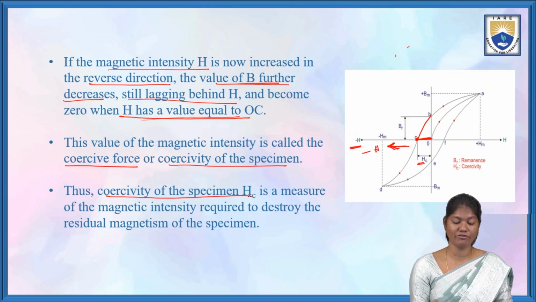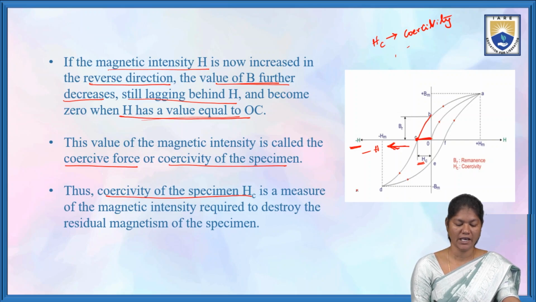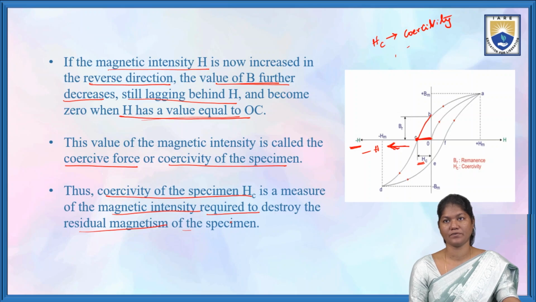Thus, coercivity of the specimen HC is a measure of the magnetic intensity required to destroy the residual magnetism of the specimen. So, when H becomes 0, the flux density lagging behind H still has some value, called retentivity or residual magnetism.